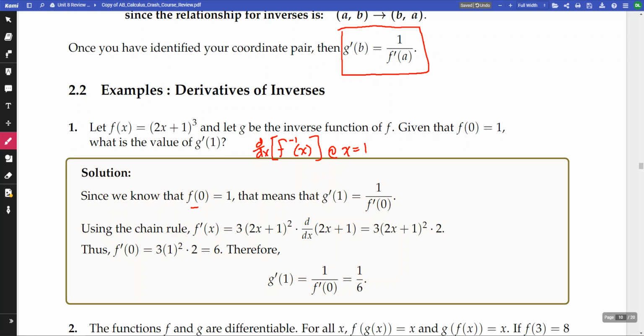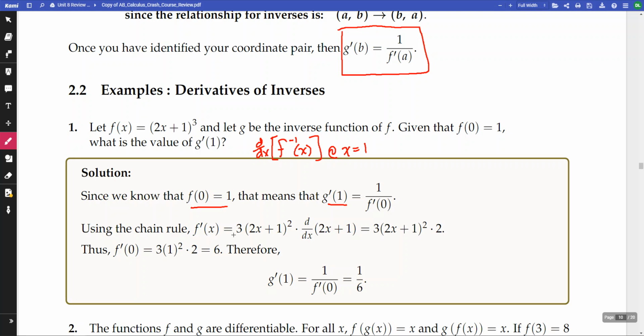So we know f of 0 is 1. That means g prime of 1 is 1 over f prime of 0. That's our relationship: g prime of b is 1 over f prime of a. So 1 is related to 0. If I want the derivative of the inverse at 1, it's going to be 1 over the derivative of my function at 0.